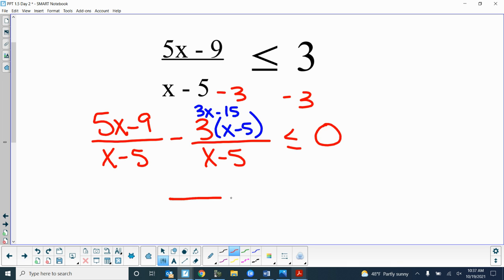All right? So now I can make it a single fraction because I have a common denominator. So I keep my denominator the same. And then I just do the numerator. What's 5x minus 3x? Thanks, you guys. What's negative 9 minus a negative 15? Negative 9 minus negative 15. That's plus 15, right? So what's negative 9 plus 15? Positive 6.